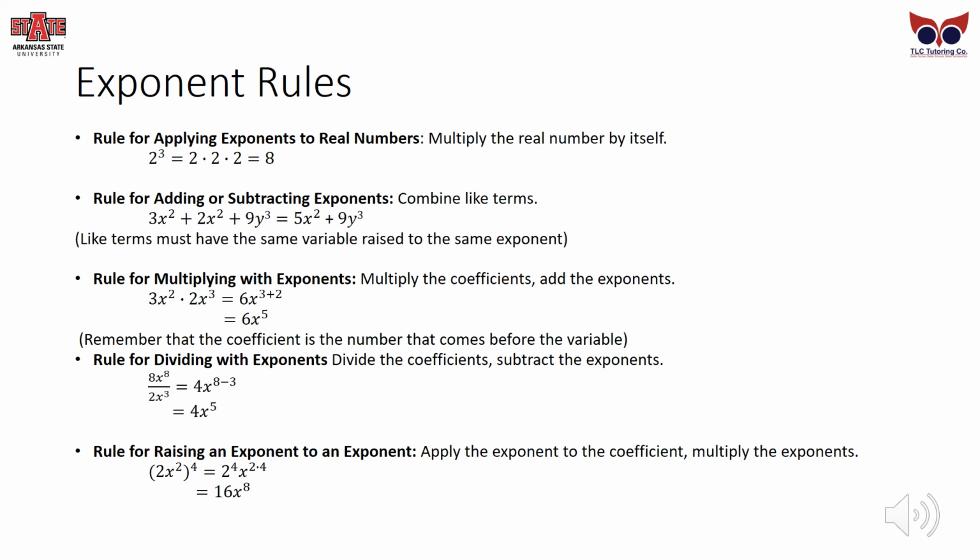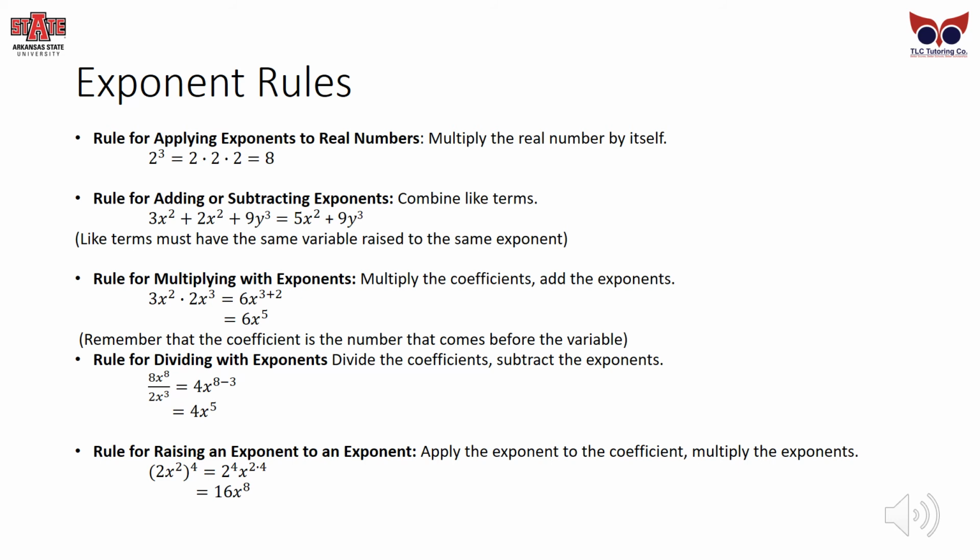Exponent rules. Rule for applying exponents to real numbers. Multiply the real number by itself. 2 raised to the third power equals 2 times 2 times 2, which equals 8.